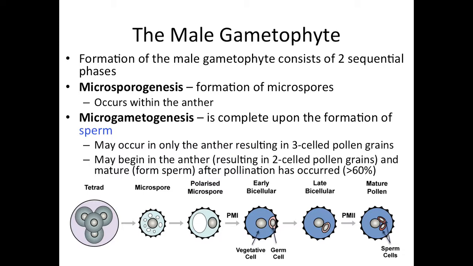But in many plants, the mature male gametophyte doesn't finish developing until after pollination. And so in that case, mature pollen, which is what leaves the plant, is actually still an immature male gametophyte body because it doesn't yet have sperm. It only has the generative cell. And after pollination, that generative cell will split into two sperm cells. And so the mature male gametophyte in that case doesn't develop until it's already in contact with the female plant.